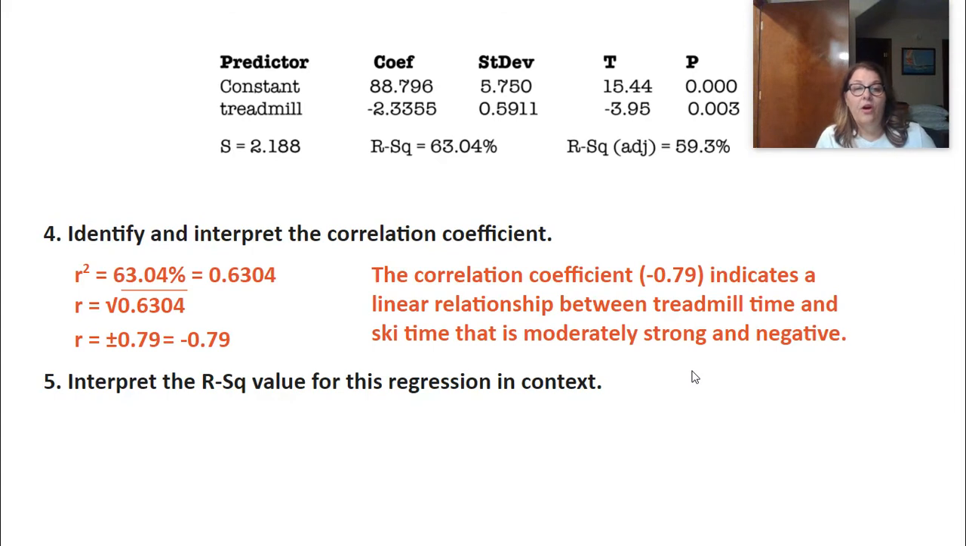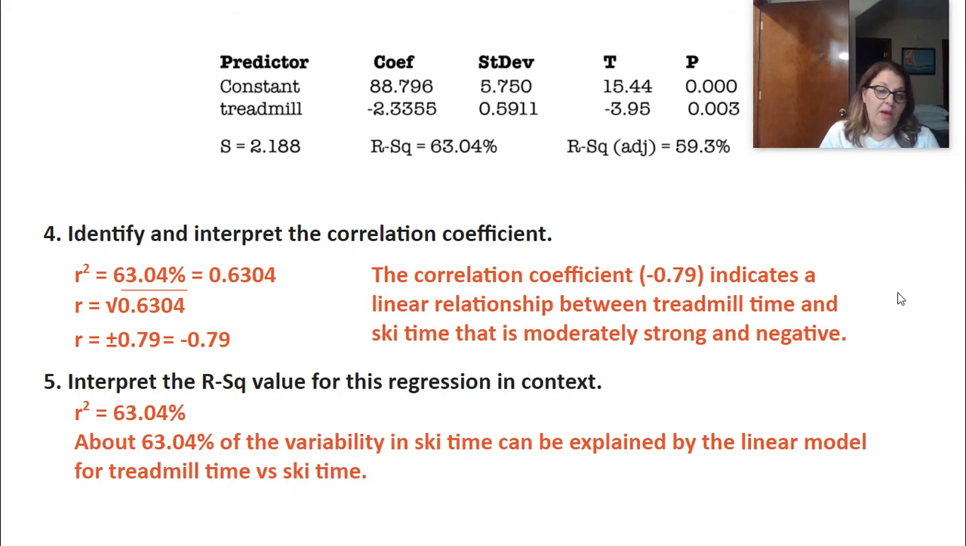So now let's interpret the r squared value for this regression in context. Remember, r squared is 63.04%. So basically it says about 63.04% of the variability in ski time can be explained by the linear model for treadmill time versus ski time. I have to tell me what's the variability. What is it that it's explaining? It's the variability of ski time, which is explained by the linear model. And I include what the linear model represents in context, treadmill time versus ski time.